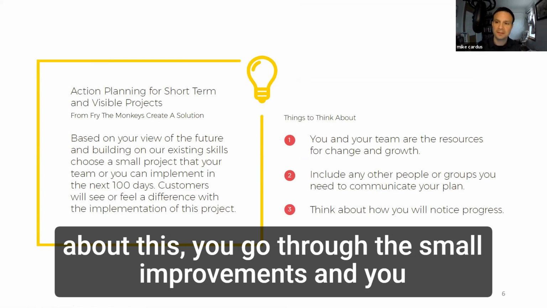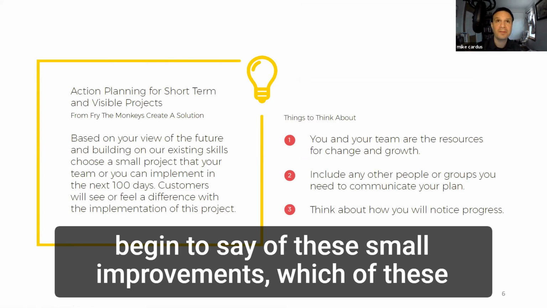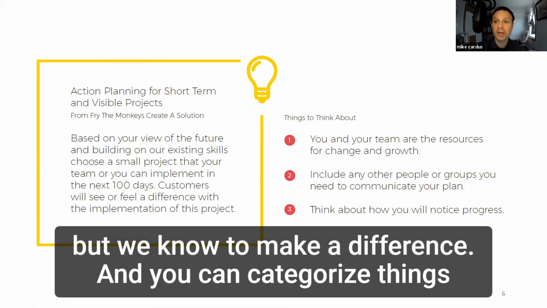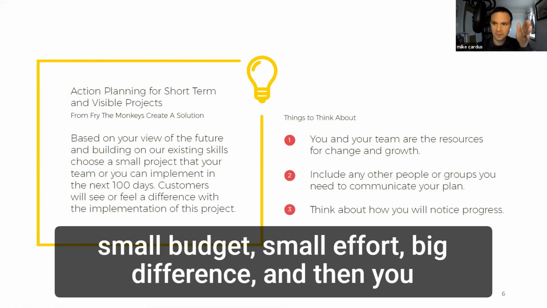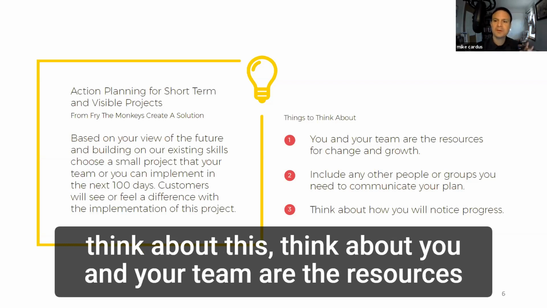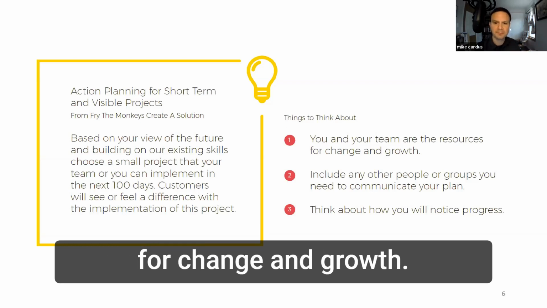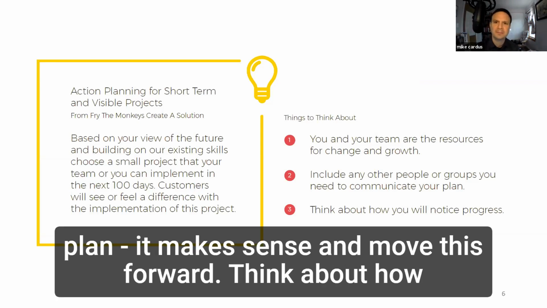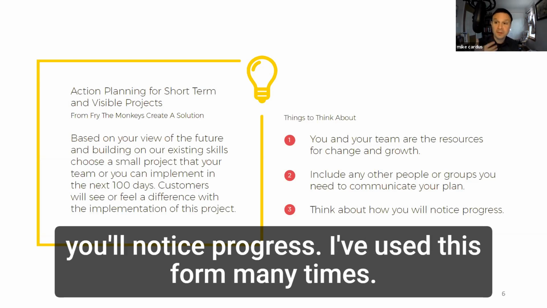You think about this, you go through the small improvements, and you begin to say, of these small improvements, which of these can we do with relatively little effort, little budget, but we know it'll make a difference? And you can categorize things. Small budget, small effort, big difference. And then you think about this. Think about you and your team as the resources for change and growth. Make sure you include other people that are part of this plan to make sense and move this forward. Think about how you notice progress.